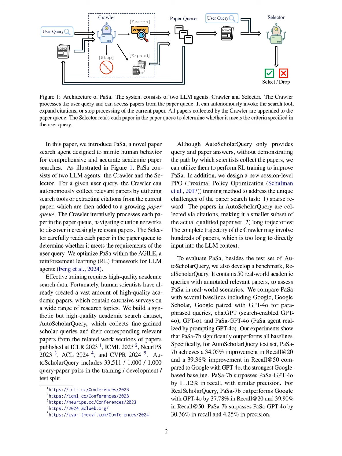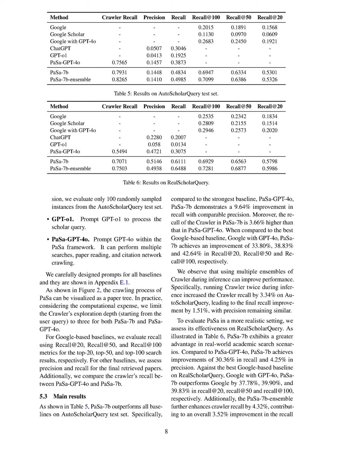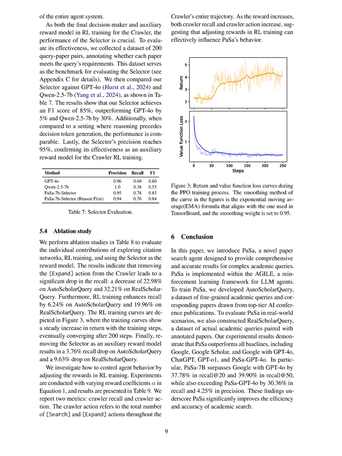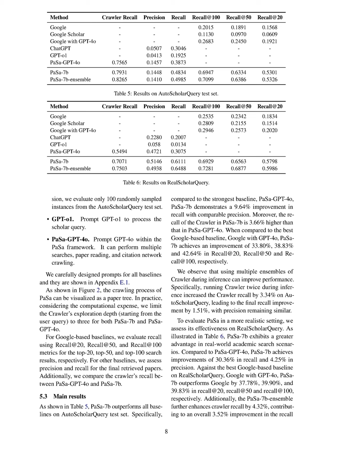The evaluation compared PaSa 7b against several baselines, including Google Scholar, and GPT-4o, using metrics such as recall at 2.0, recall at 5.0, and recall at 100 to assess the recall of the top search results. Additionally, the performance of the selector was evaluated using a dataset of 200 query paper pairs, achieving an F1 score of 85% and a precision of 95%. The results demonstrated that PaSa 7b significantly outperformed all baselines, achieving improvements in recall metrics, particularly in real-world scenarios, confirming its effectiveness in academic paper search tasks.